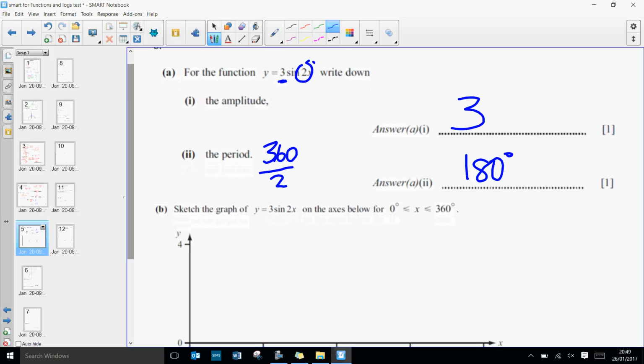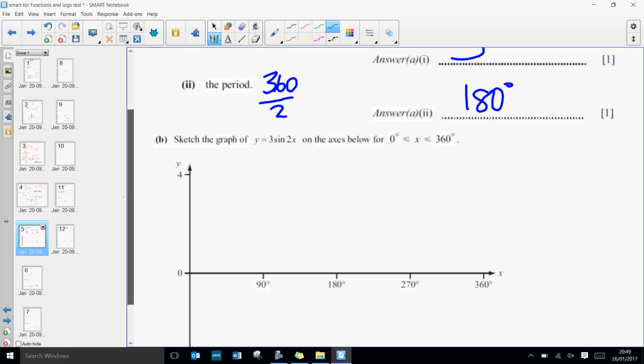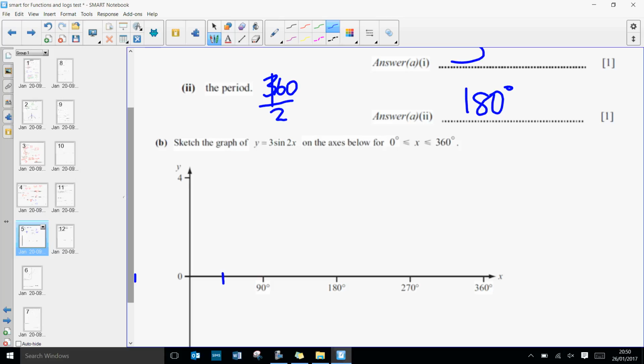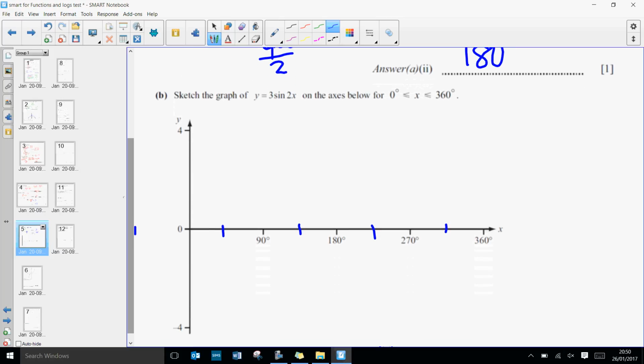Following on from that, we've been then asked to sketch the graph. They've already put our 90, 180, 270, 360 in there. Remember they're the normal points, but seeing as our period has halved, it's now divided by 2, I would suggest probably we want to mark in these points in the middle. Now we know our amplitude is 3, so looking at our scale, let's say 3 is probably about here, and minus 3 probably about here, and we know that that's how far it goes up, and it goes down to -3.